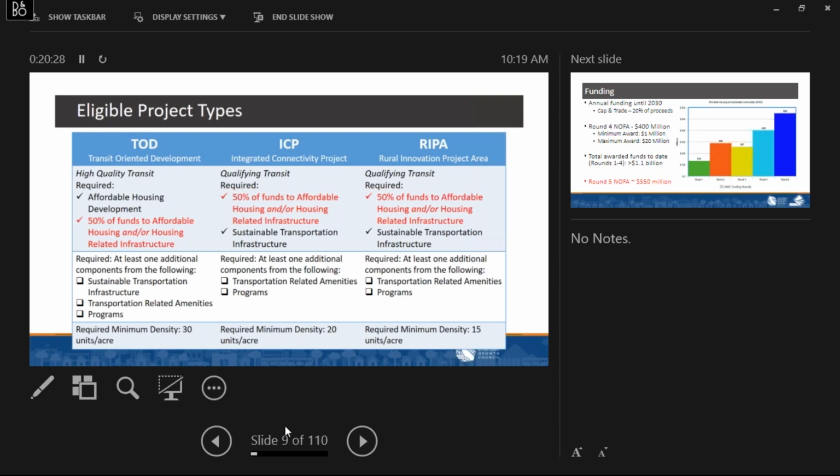And then we have the rural innovation project area. These also are required to have qualifying transit, similar to ICP. The difference is that they qualify as rural using the same definition as TCAC. So for consistency, we have the same definition and methodology to determine whether a project is rural. Again, new, 50% of funds to affordable housing and or housing related infrastructure is now required, as well as sustainable transportation infrastructure. And you must build in at least one additional component, a transportation related amenities or programs. There's a required minimum density of 15 units to the acre, and for this project area type, we do see around 15 to 20 units to the acre as kind of a standard, although we have seen outliers.